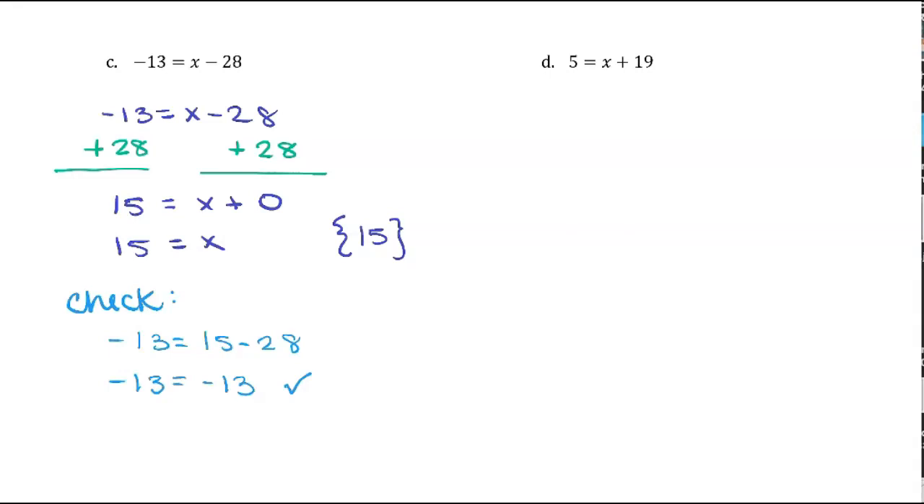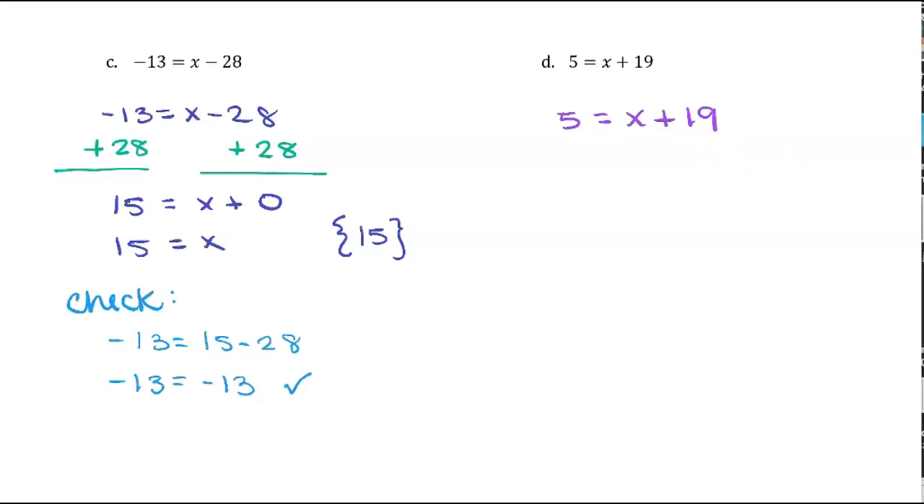In part D, we have 5 equals x plus 19. Right now, I have 19 being added to x. The opposite of that is subtracting 19. Now remember, we have the addition property, but think about this for a moment, that adding a negative 19 is the same thing as subtracting 19.